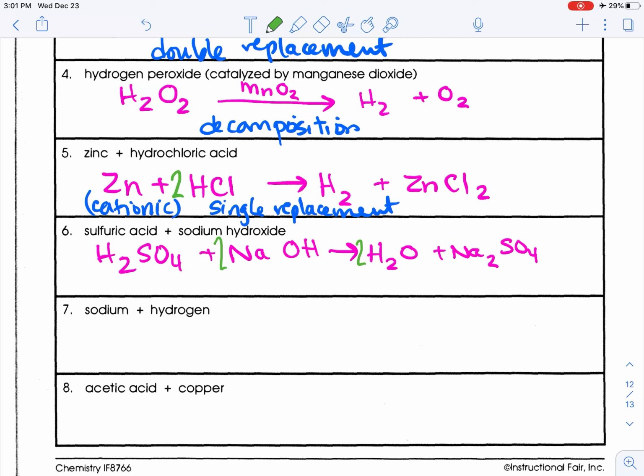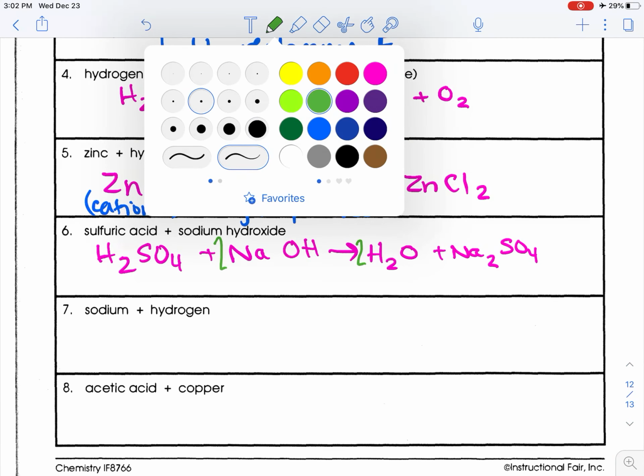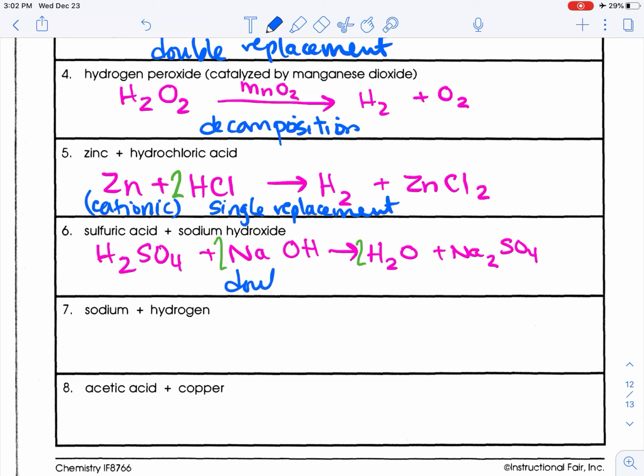We've got actually 4 hydrogens on the left, 4 hydrogens on the right, 1 sulfur, 1 sulfur, 4 and 2 is 6 oxygens, 2 and 4, 6. Okay, good. Excellent. See, it takes me a second, too. This is a double replacement.